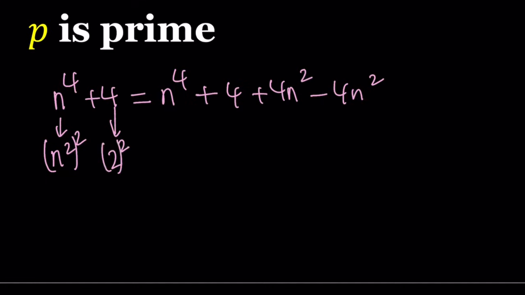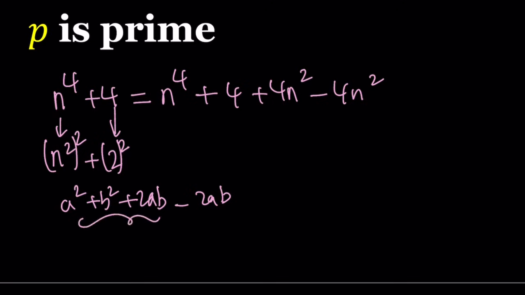So we have two terms that look like a squared plus b squared, and I want to complete the square. So what I need to add is 2ab. But I can't just add it, I also have to subtract it to balance it out, because at the end they cancel out. Make sense? This becomes a perfect square.